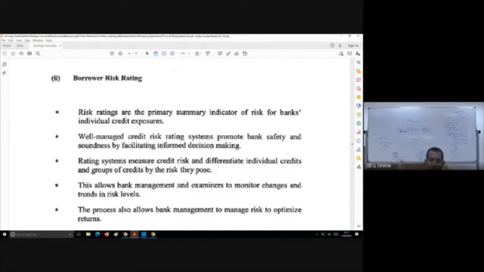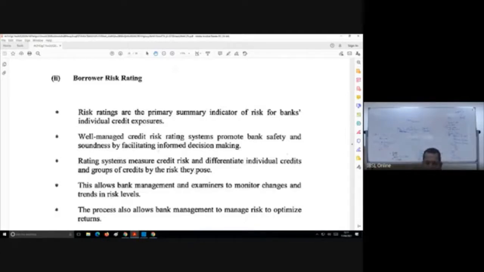Each and every individual needs to be rated. A well-managed credit risk rating system supports bank safety and soundness by facilitating informed decisions. That means when you have a proper risk rating system, you know how your portfolio grows. AAA to D is the rating scale. When you have AAA, it is very good risk. Very limited risk, good credit.